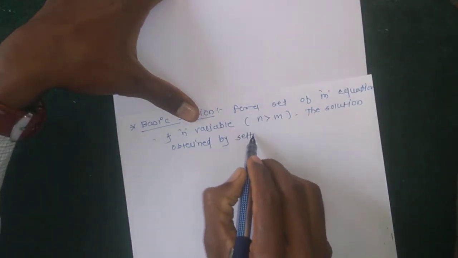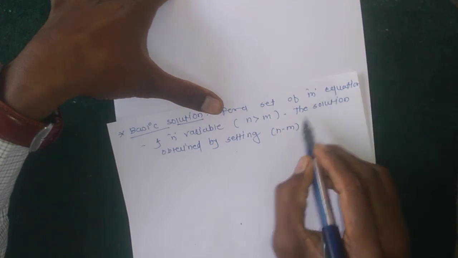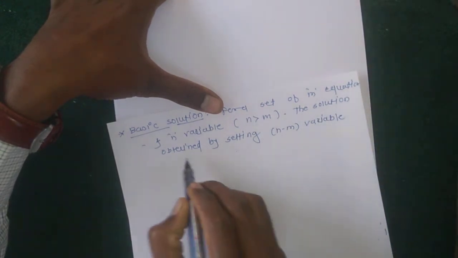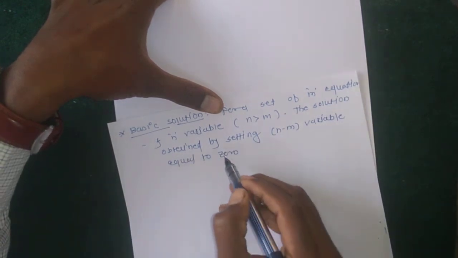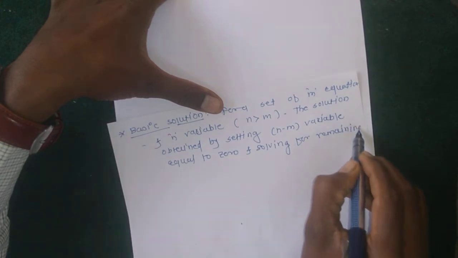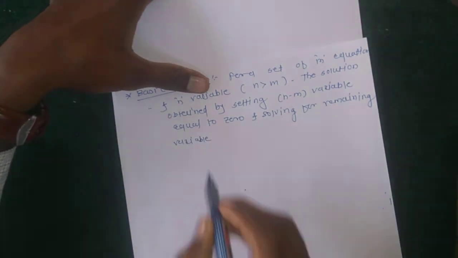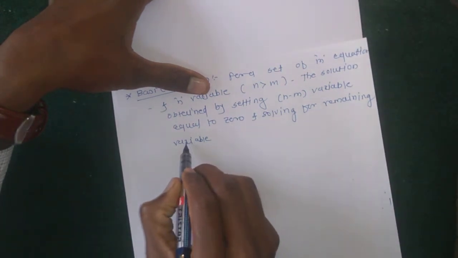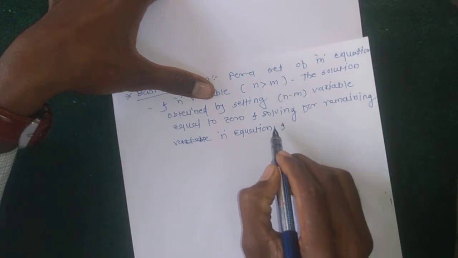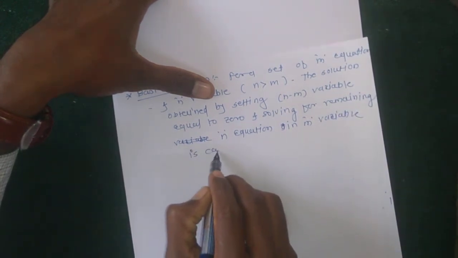by setting n minus m variables, meaning number of variables minus number of equations, equal to 0, and solving the LPP for the remaining variables, that is, solving the remaining m equations in m variables, is called a basic solution.